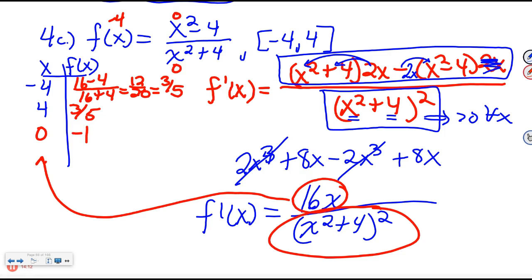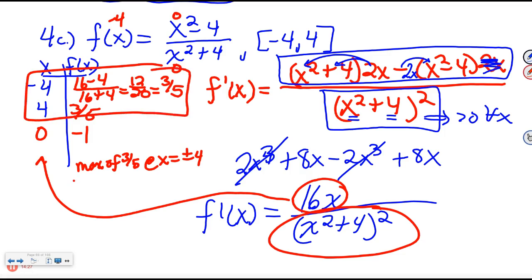So the question is, what are the absolute extrema of f? I have a max of 3/5 at x equals plus or minus 4. Right here, they were tied, so they're both considered absolute max. And I have an absolute min of -1 at x equals 0. So that one's done. The next one I wanted to do with you was the MVT one.